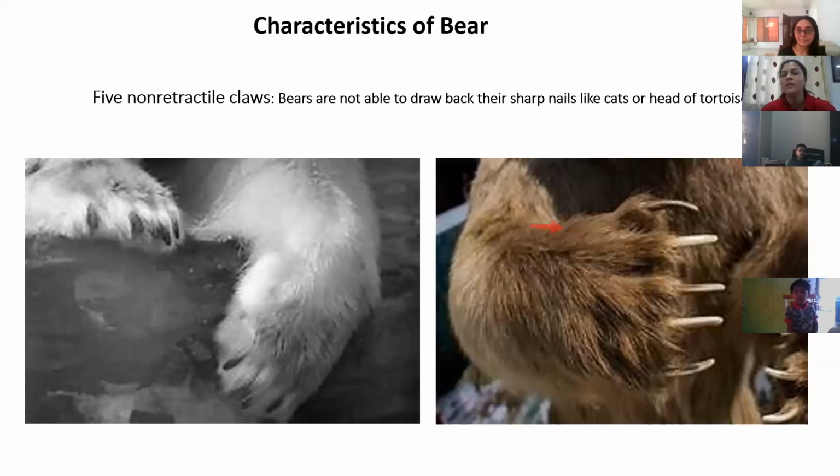Few animals, when they feel they are not safe or when they want to attack someone, can take out their sharp claws from their paws. They can slide down the claws and they can hurt the other animals. But in the case of bears, they cannot take or slide down their claws. They're always outside, like in this picture. You can see they have the claws outside. The claws are very, very sharp. So the bears have 5 non-retractile claws.